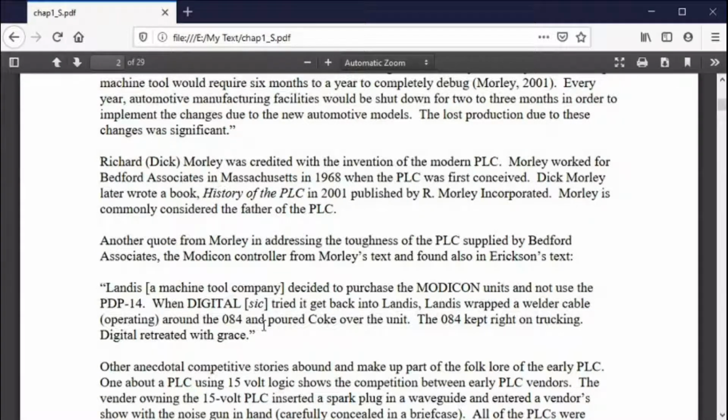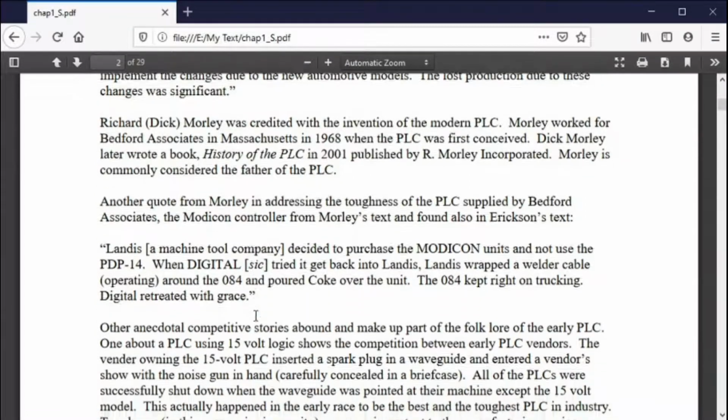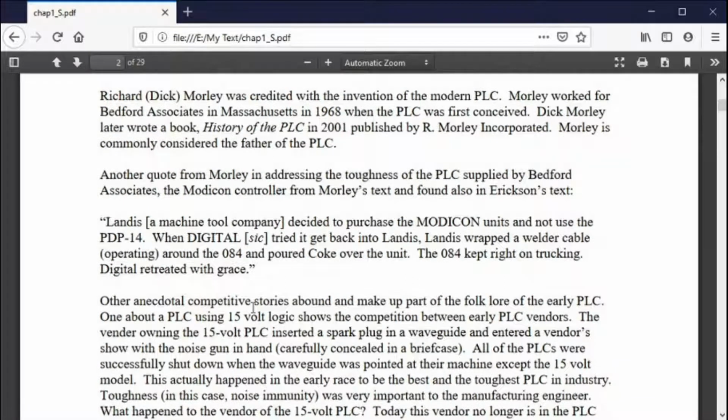be used. So they put a welding cable around it and they poured coke over it, and that sort of said to everybody, unless you can do that kind of thing, that's just an anecdote, but if you can't be that tough, we're not going to put you in a factory. And that's what killed some of the other competition.